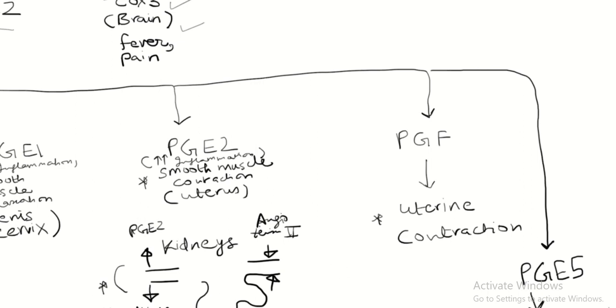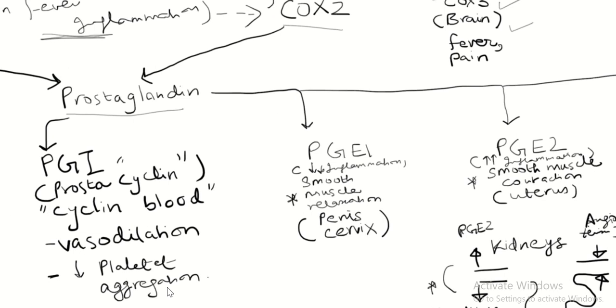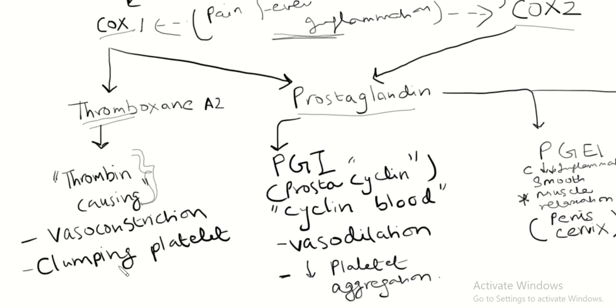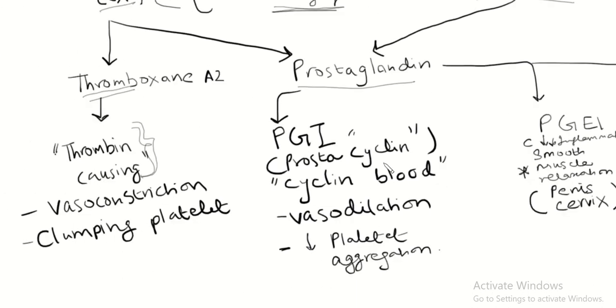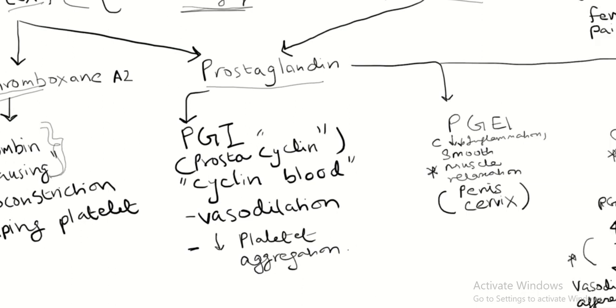So let's start with prostacyclin, prostaglandin I. Prostacyclin: cycling the blood, keeping the blood moving. Remember thromboxane, thrombin causing vasoconstriction and clumping of the platelets. Prostacyclin does the opposite: cycling the blood, vasodilation, and decreased clumping of the platelets. That's the way I remember it, and it makes a lot of sense to me.